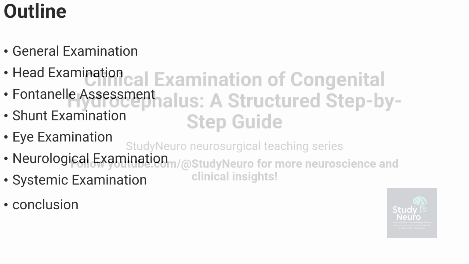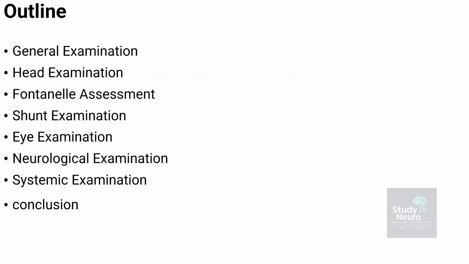We start with a general assessment, observing growth, posture, and any visible dysmorphic features. The head is examined for size, shape, and symmetry, followed by careful evaluation of the fontanelles for tension or bulging. For patients with shunts, inspection and palpation of the device are essential to check for integrity or signs of malfunction. Eye examination focuses on optic discs, eye movements, and pupillary responses. Neurological assessment evaluates tone, motor, and reflexes, while a systemic exam screens for syndromic features like limb or cardiac anomalies.